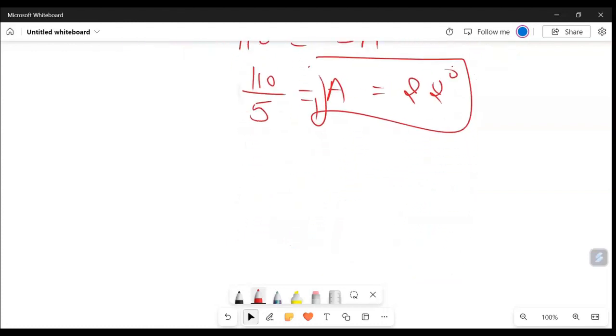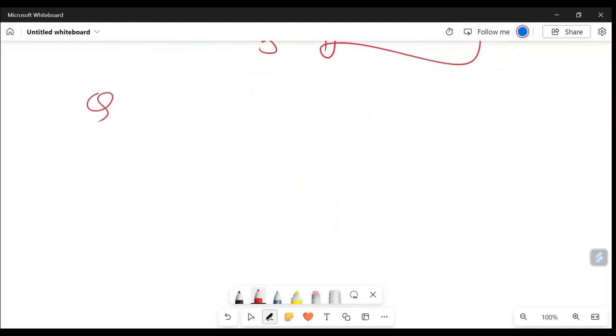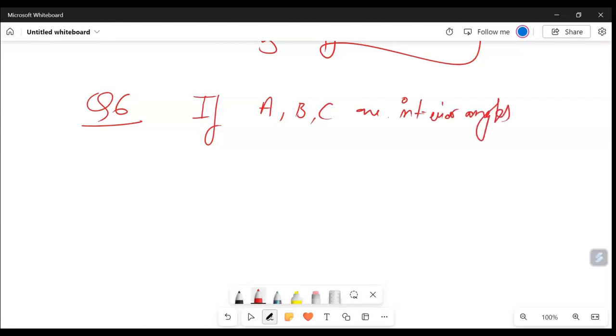Now we will go ahead with the question number 6 of this exercise. Question number 6. If A, B, C are interior angles of a triangle. Interior angles. Okay, so suppose there is a triangle, basically it should be a right angle triangle. Okay, I am drawing this one only, ABC, with respect to the points A, B, C.